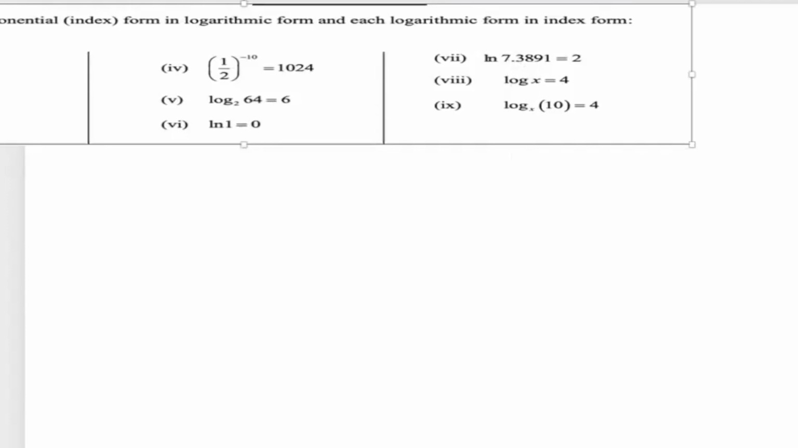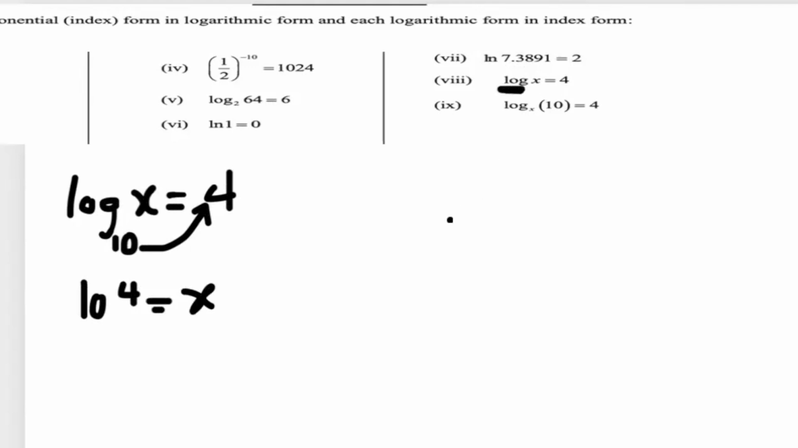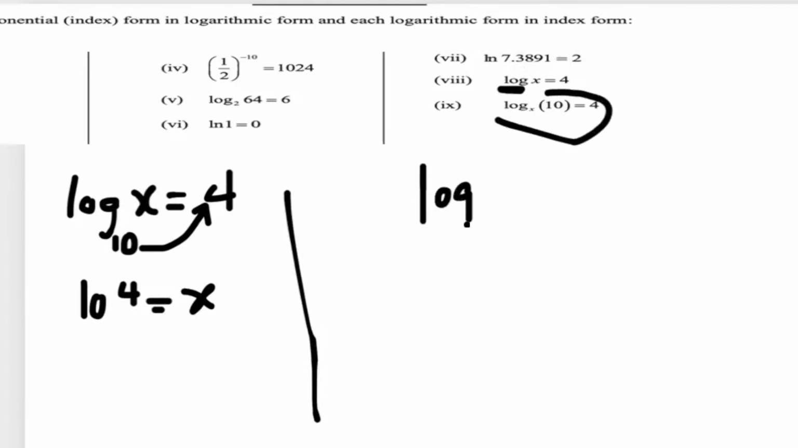So we have log x equal 4. The common mistake is they say, Miss, there's no base. But the base on this is 10. So therefore, we write it in exponential form. It's going to be 10 to the power 4 equal x. So whenever you're not seeing a base here, you see log, then the base is 10, while ln, the base is e. So if you look at this, we need to write log base x 10 equal 4.